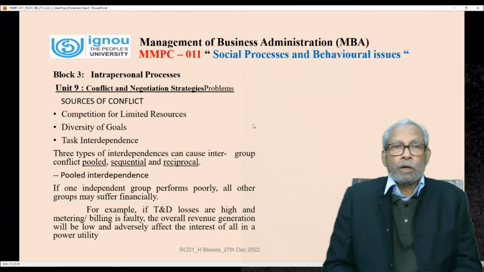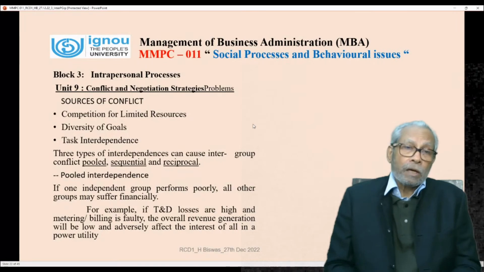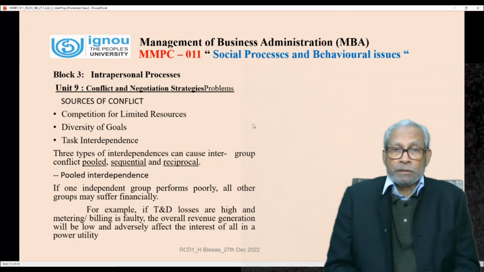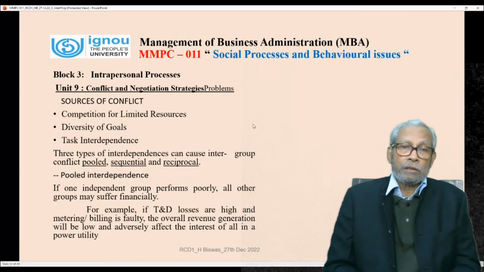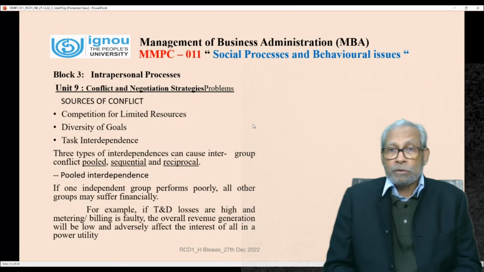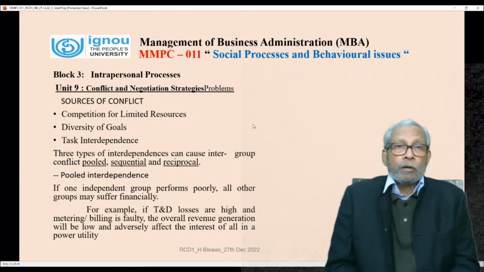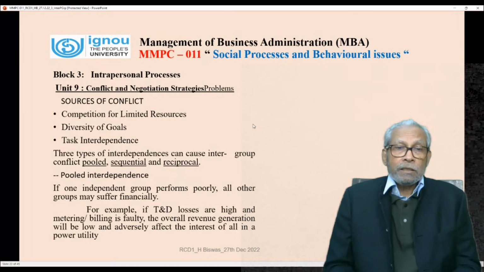Because if we do the wrong thing in one particular section, that section will affect the others also. So that is pooled interdependency. The example is when transmission and distribution losses are high and metering and billing are faulty. Suppose your meter is faulty and billing is not correct. Suppose you have consumed more energy, but because of the faulty energy meters, the billing is very low. So who will suffer? Basically the company will suffer. Overall revenue will be low, so it is adversely affected.